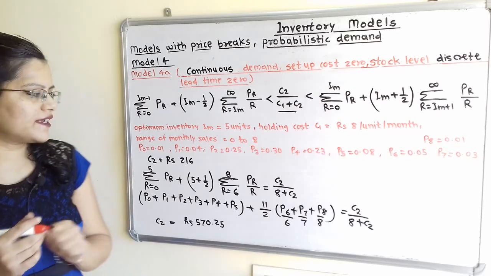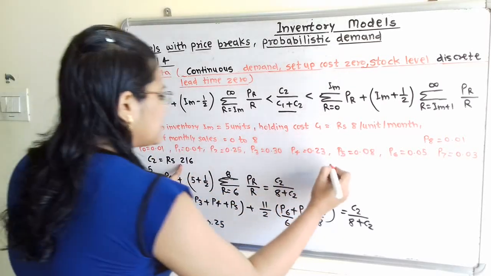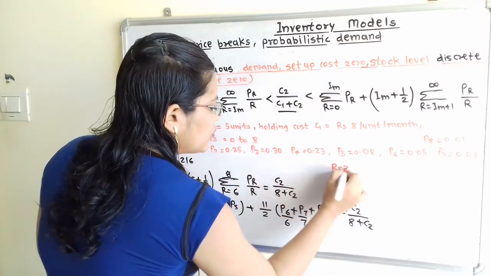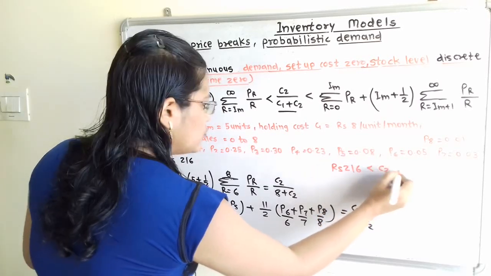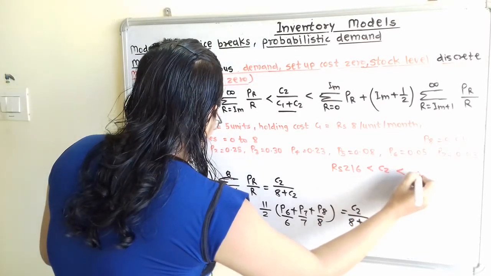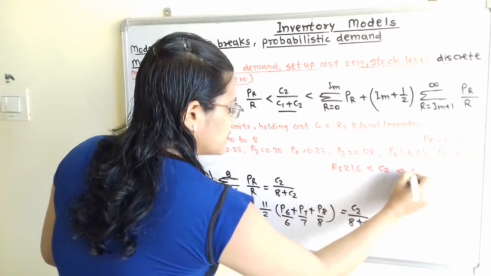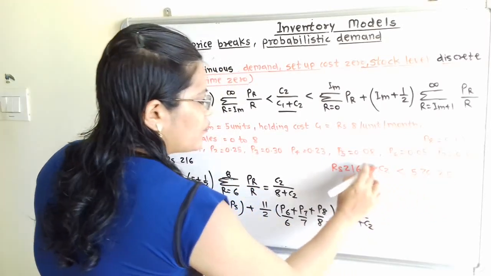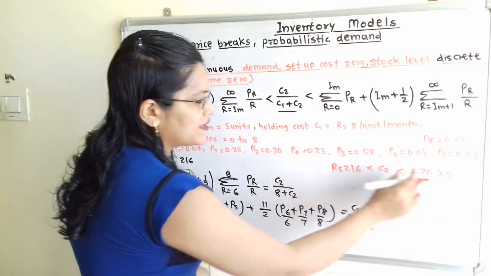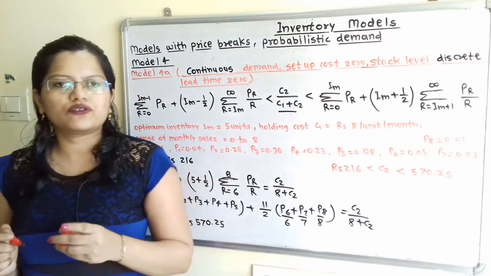So what is the shortage cost? The shortage cost is in the range of rupees 216 less than C2 less than 570.25. So this is the range. So the value of C2 is between 216 and 570 rupees.